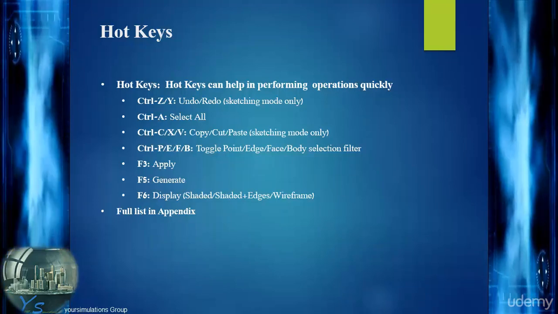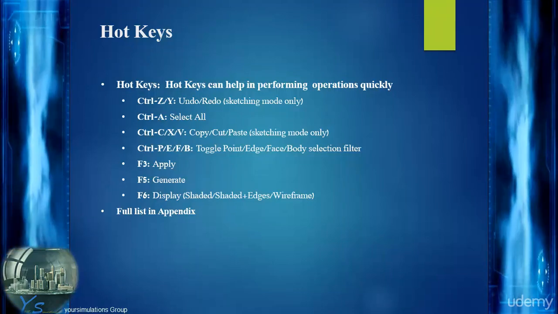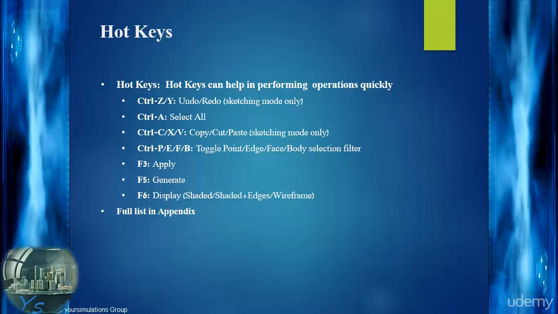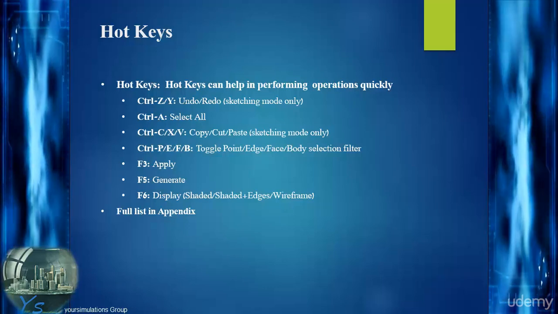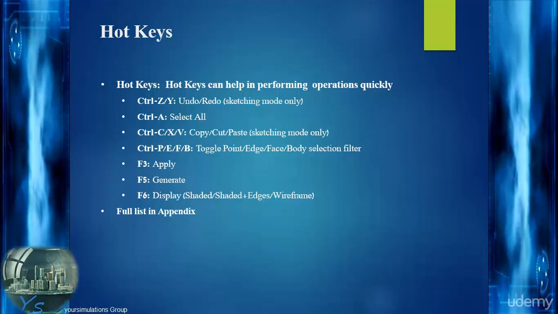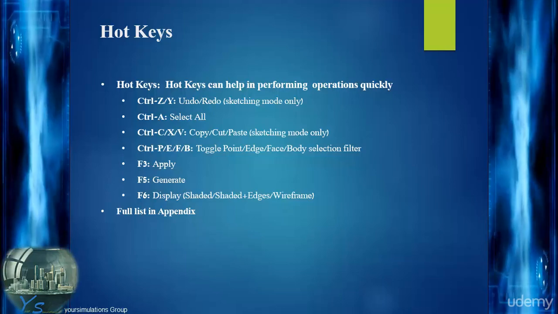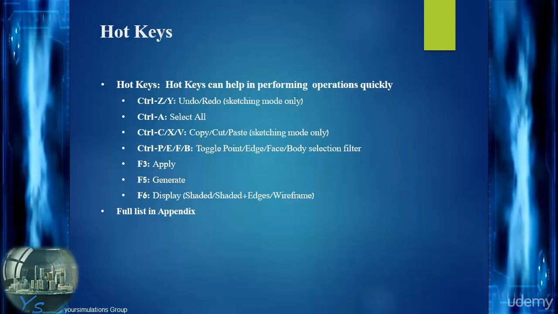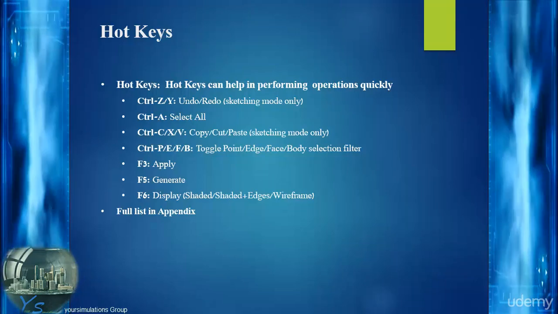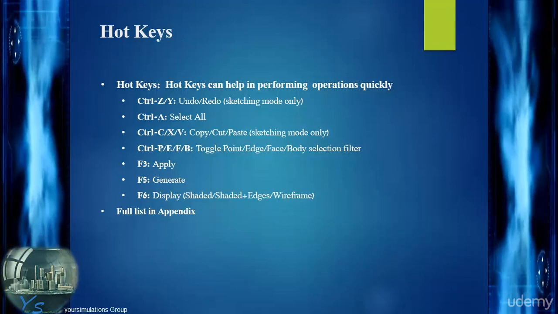We can toggle on points, edge, faces and body selection filter, basically cycle between them using Control P, F, B respectively for points, edge, faces and bodies. You can hit F3, which is apply. A common hotkey is F5 for generate. Instead of going up to the top of the GUI in Design Modeler and hitting generate, you can just hit F5, which will generate. And you can also hit F6, which allows shaded or shaded plus edges and wireframe, allowing you to cycle between the display menus.